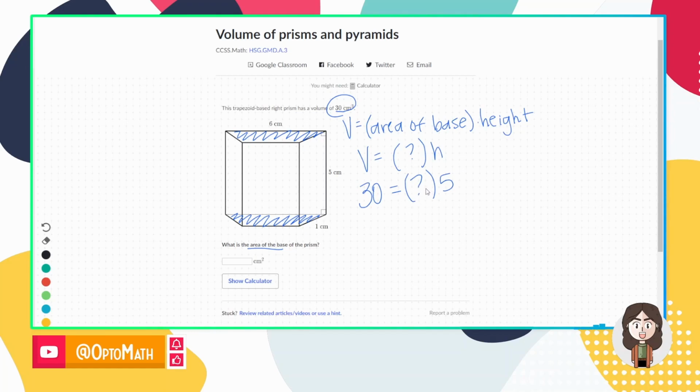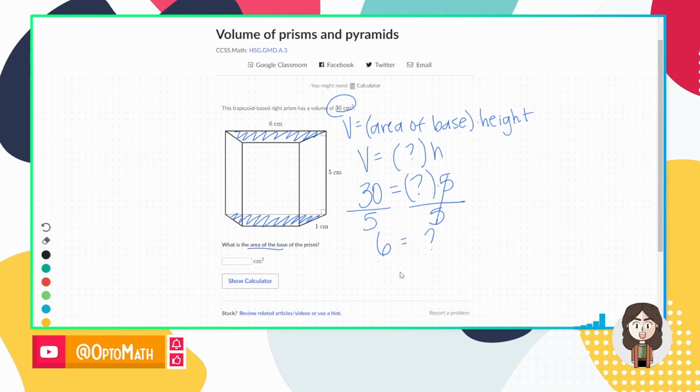Since the question mark is getting multiplied by 5, we do the inverse operation of multiplication, which is division. Do it on both sides of the equation. That simplifies to 1 question mark, and 30 divided by 5 is 6.